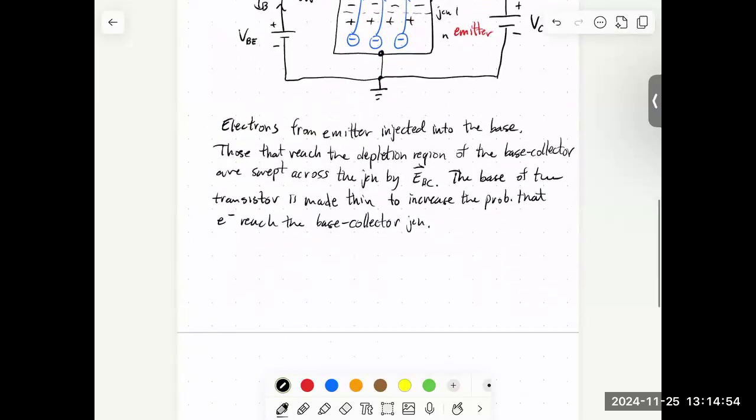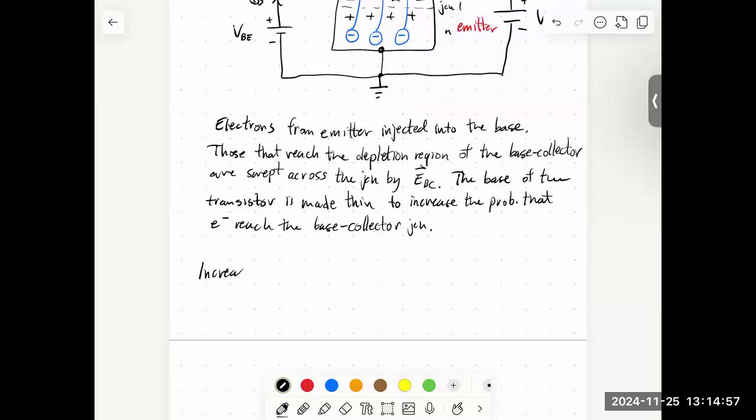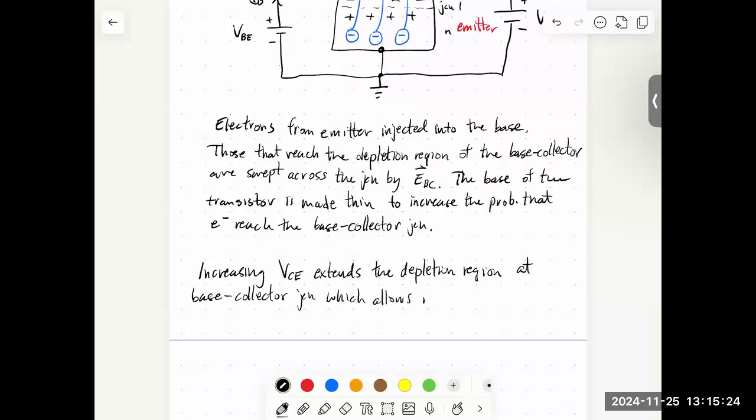Okay, so increasing this voltage across the collector and emitter, V_CE, extends the depletion region at the base collector junction, which allows more electrons to be swept into the collector.